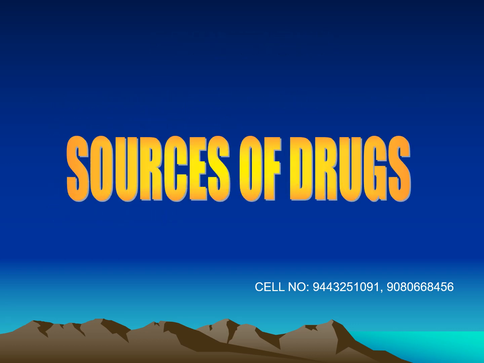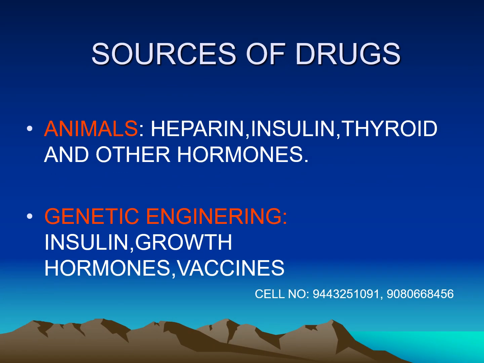Then the next topic is the source of the drug. We're using so many drugs in our practice, so what are the sources? Number one, natural, that is animal source. For example, heparin. Nowadays we are preparing a synthetic heparin. Nowadays most of the drugs available in the market, 99% of them, are synthetic. But in general, this is the history.